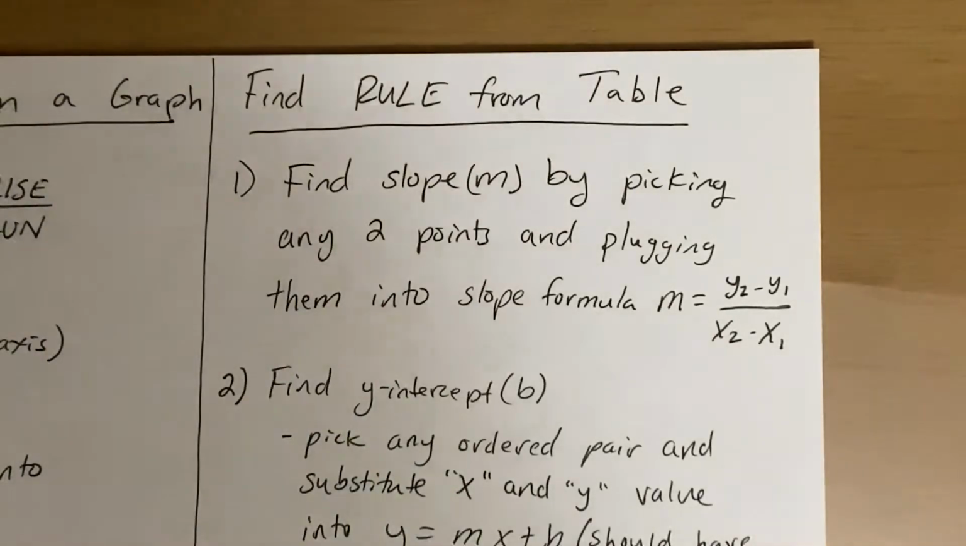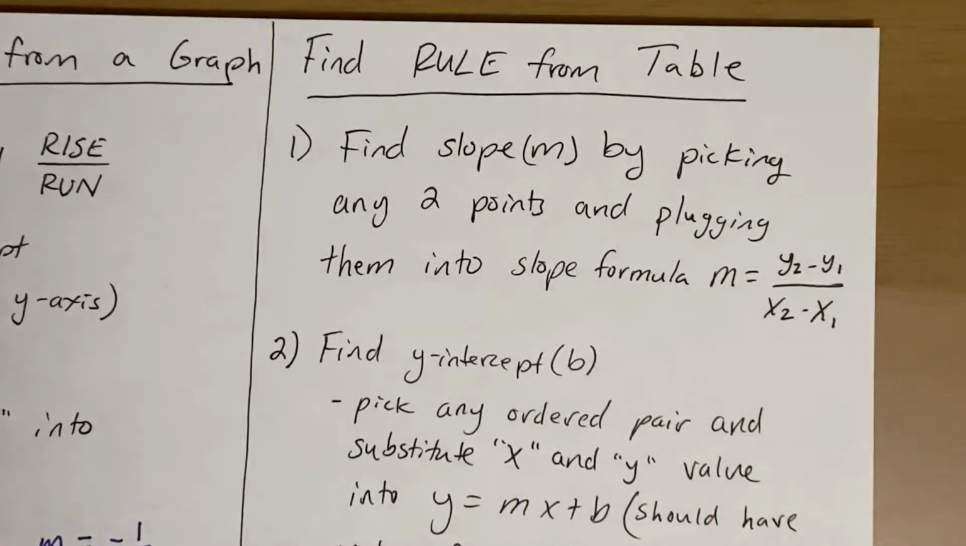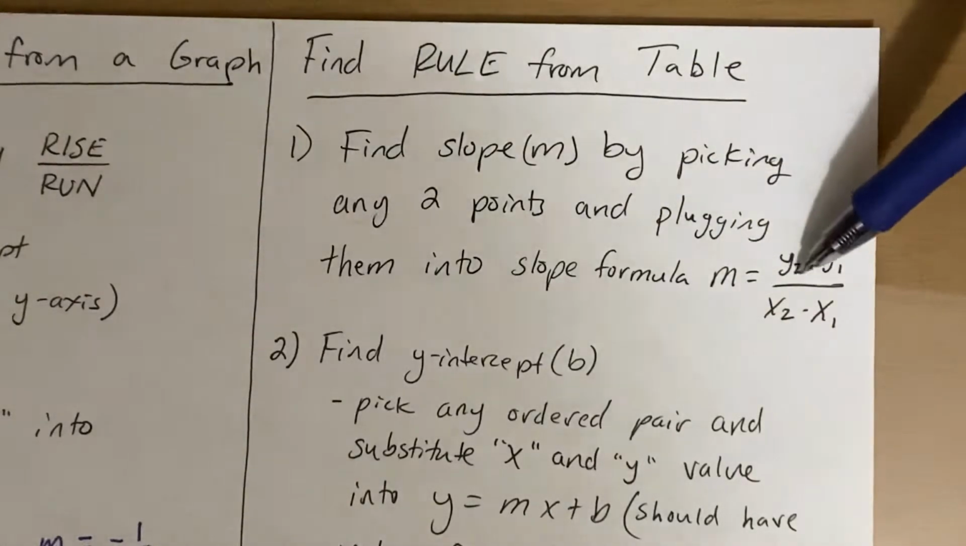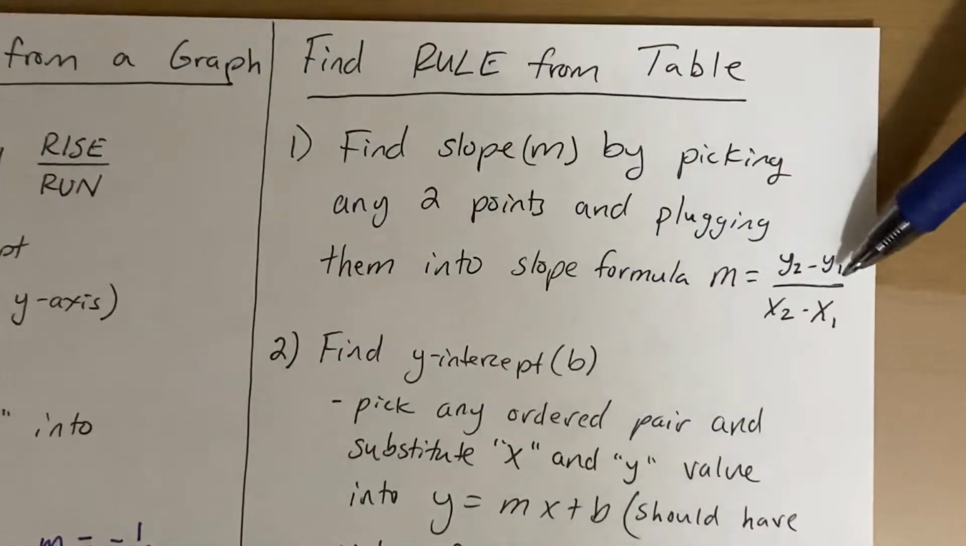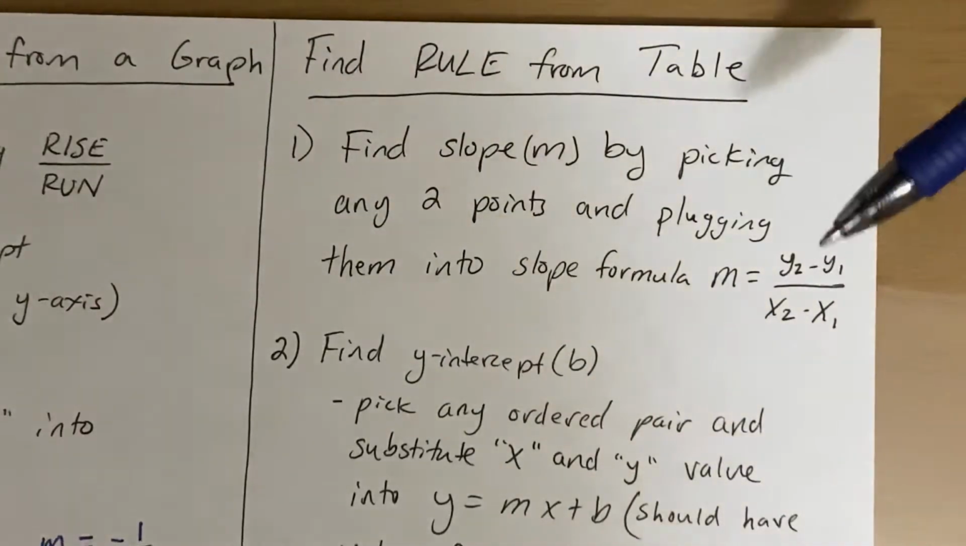Okay, over here, we're going to find the rule from a table. So I still have to find the same two things, right? I have to find m and I have to find b. Well, if I don't have a graph, now instead of using rise over run, I'm going to use a slope formula, right? m equals y2 minus y1 over x2 minus x1. Once I find m, I plug that in my equation.